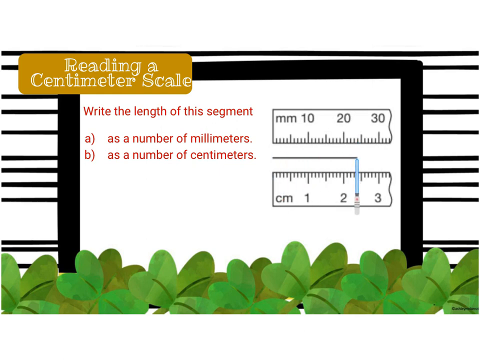24. Here's the end of it. Is it all the way over here to 25? No. It's like right here at 24. Okay, so we're going to say A is approximately 24 millimeters. But for B, the number of centimeters, it's approximately 2 4/8.